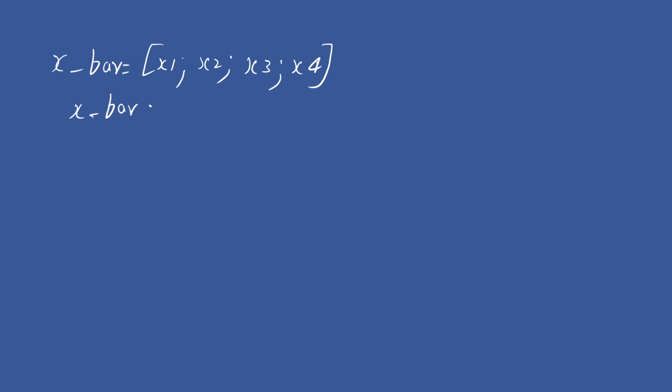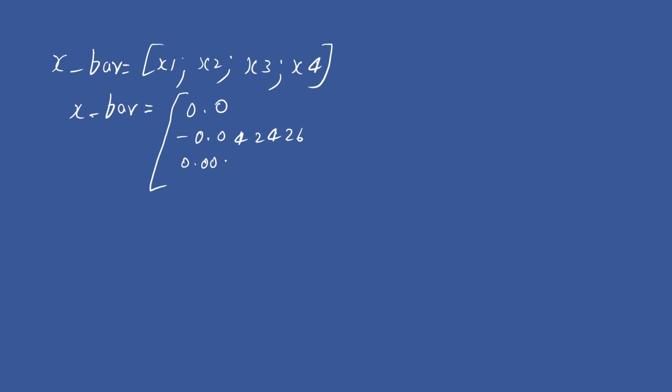So the final value of x bar which I have is 0, 0.0, minus 0.042426, 0.00938819 and 0.058697. So this is your x bar.